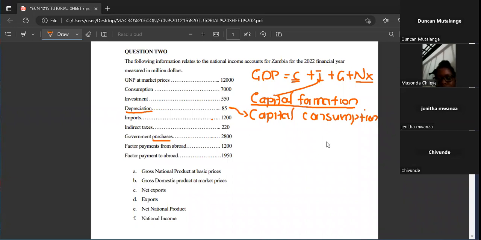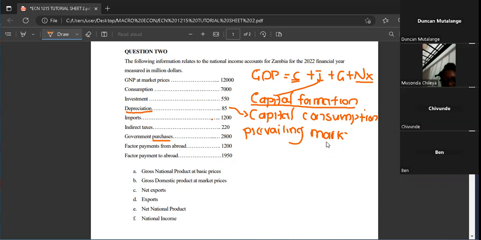So it now brings me to showing you what GDP at market price is. GDP at market price is just GDP that is calculated at the prevailing market price. Okay, we were doing this yesterday in our class, prevailing market price, meaning you just get the prices as they are in the market. So if, for example, sugar is 5 kwacha, you get sugar as 5 kwacha. Just get it as it is.